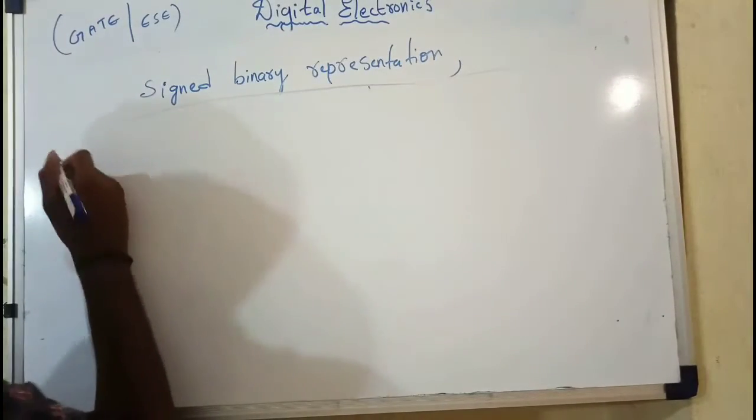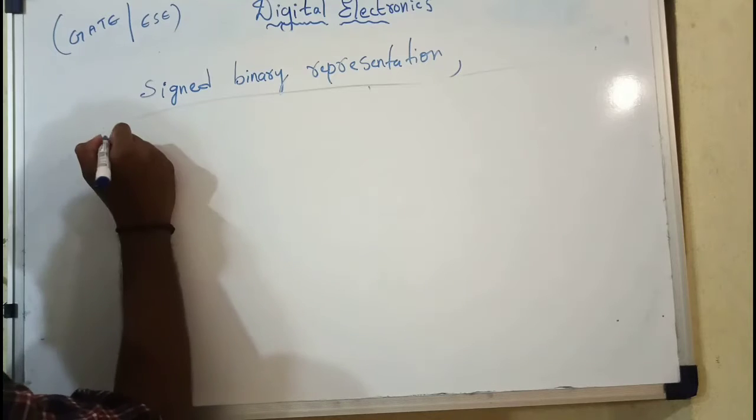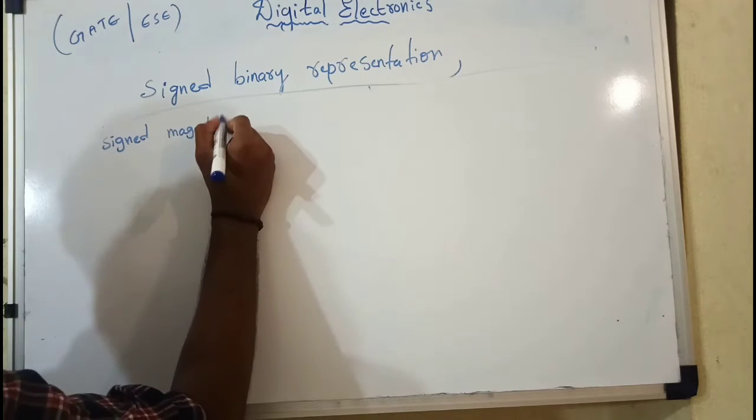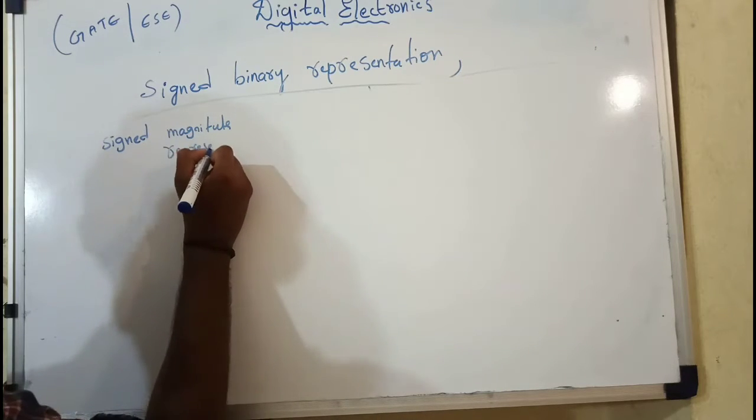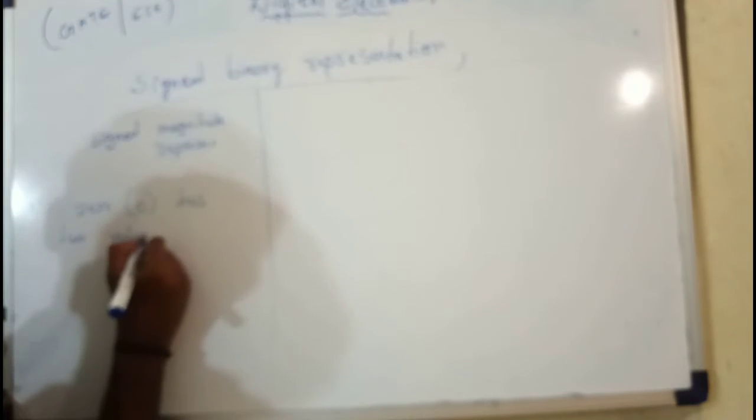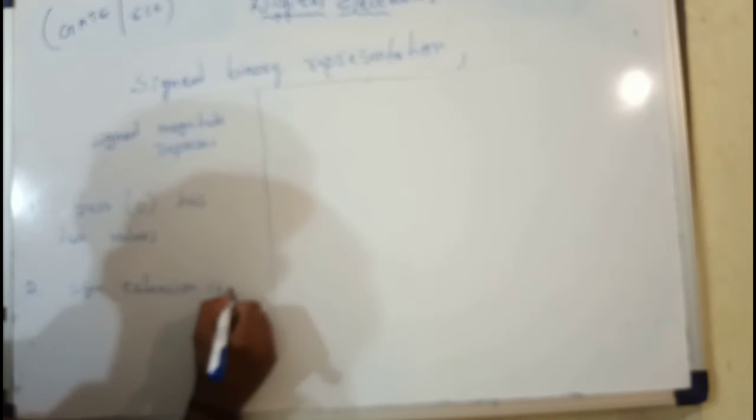Finally, we will see the drawbacks and advantages. First, the sign magnitude representation. Here 0 has 2 values. Also, sign extension is not possible.